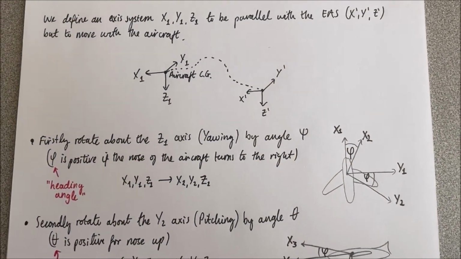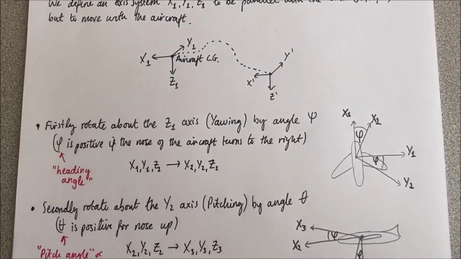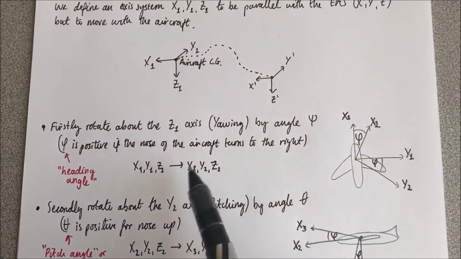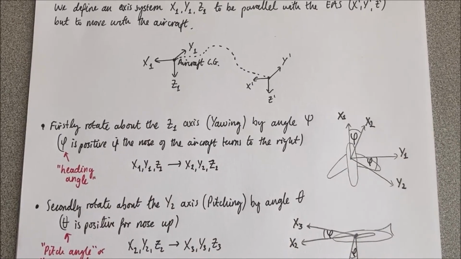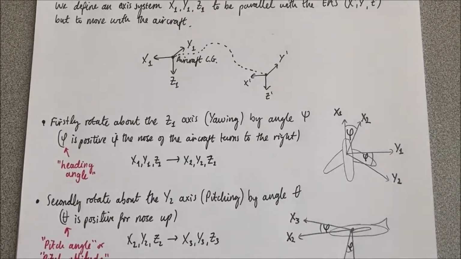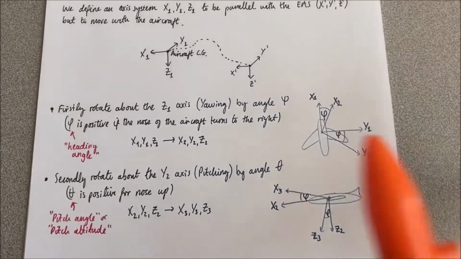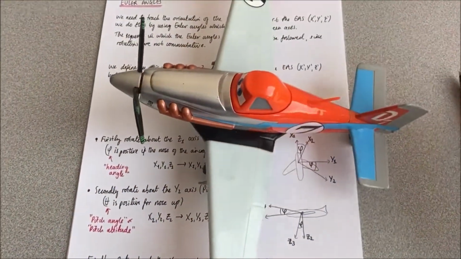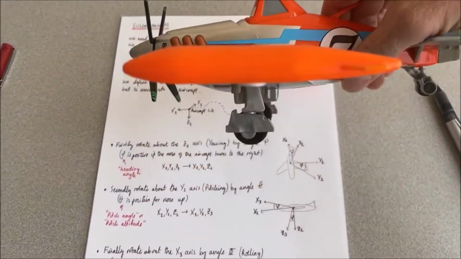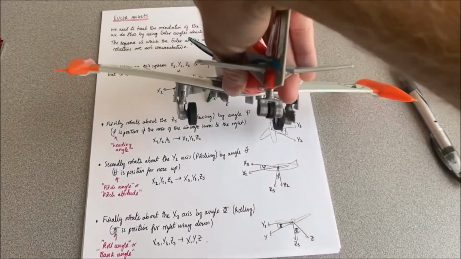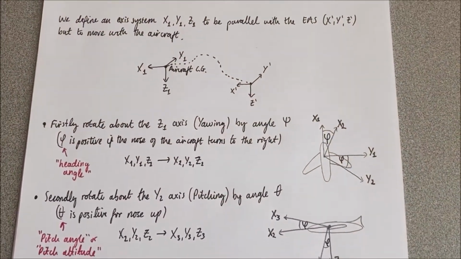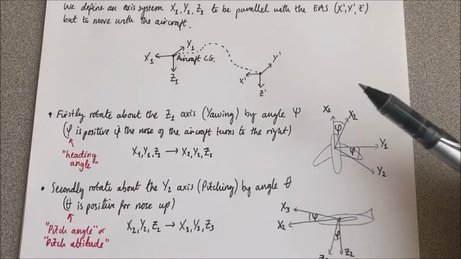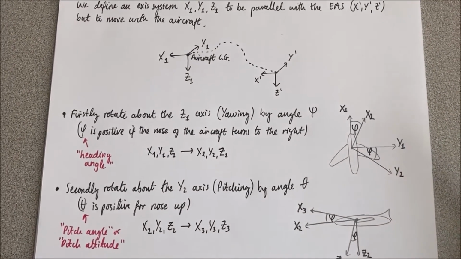So the first thing we do to apply the Euler angles is to rotate about the z1 axis. So we're yawing the aircraft. So remember, the z-axis is down. So if we rotate about the z-axis, we're yawing. That's what I've tried to describe over here with this little diagram.